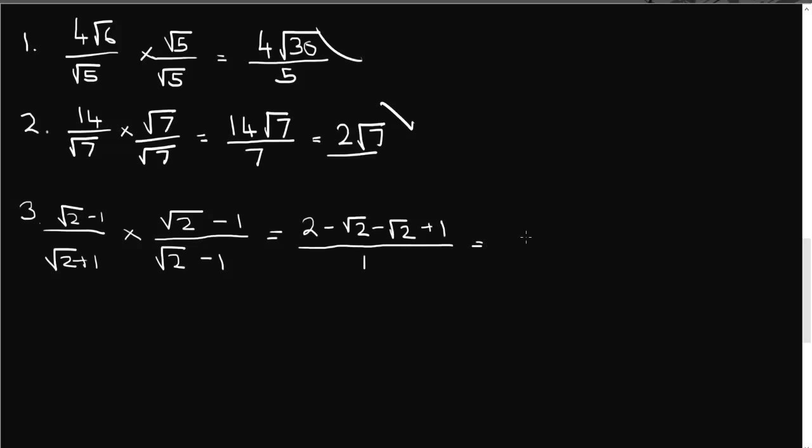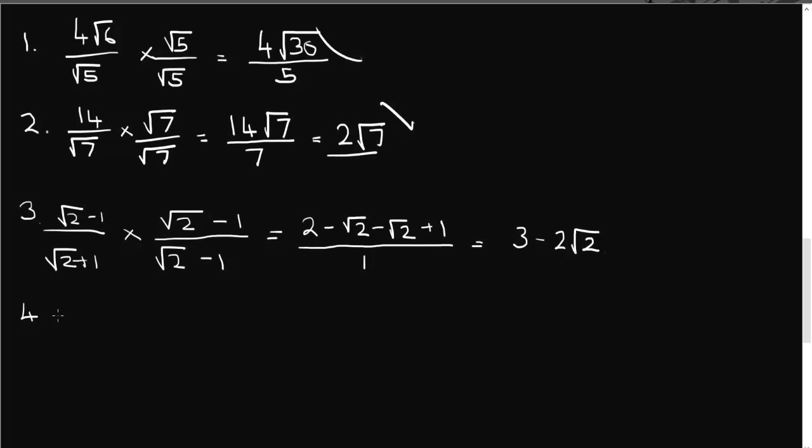That's straightforward. Collect the whole numbers first. 2 plus 1 is 3. Root 2 minus root 2 is minus 2 root 2. So the answer is 3 minus 2 root 2.